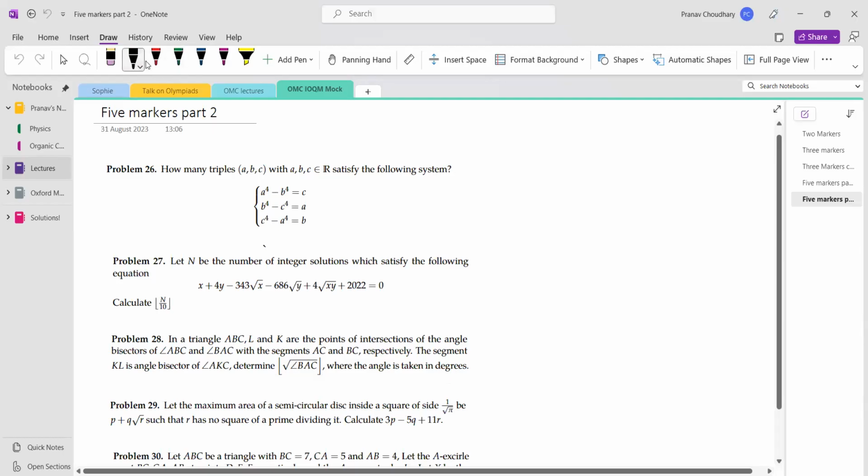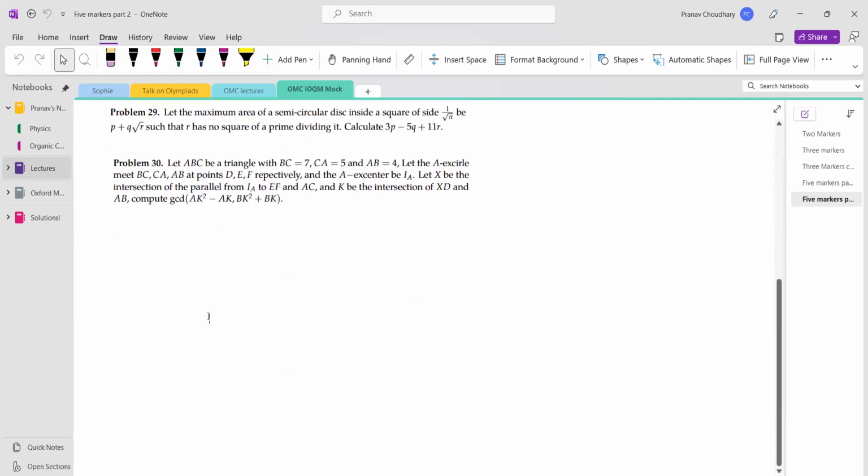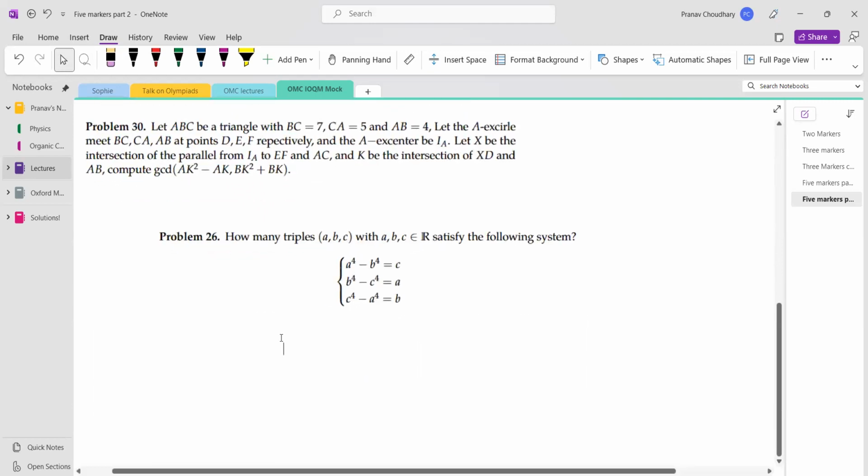Hi everyone. So in this video, we'll be continuing the solutions to IOQM 5 markers like the mock test, and we'll discuss problem numbers 26 to 30. So let's begin. Problem 26.